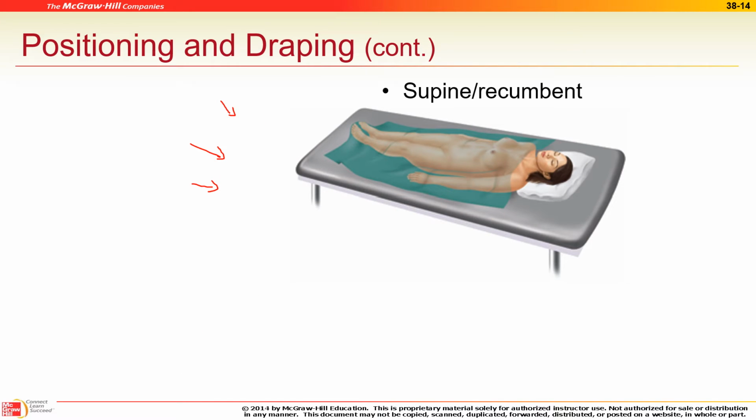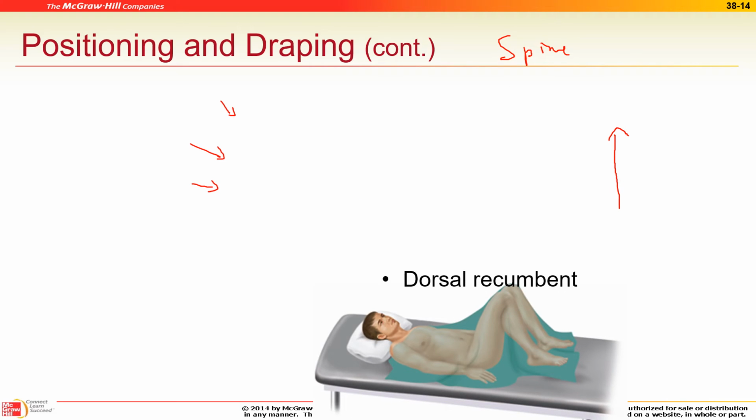Supine, because they are on their spine. But for some people, it's hard to breathe if they're flat on their back. So what we'll do is raise up the head position a little bit. They'll call that dorsal recumbent. They're still on their spine, so I wouldn't fault you if you said supine. 100% or 110% dorsal recumbent.